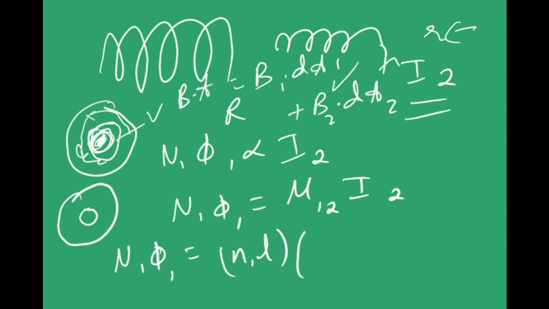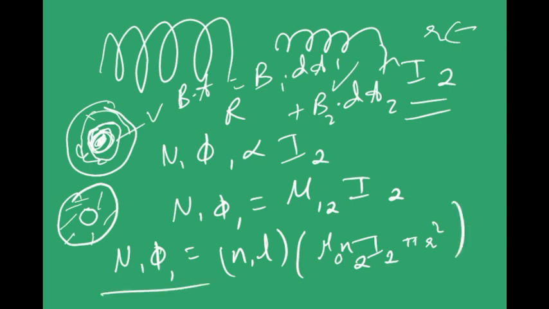In the smaller circle area, you have this magnetic field of what? Mu naught N2 I2, given by the second solenoid. And the area is pi small r square, smaller area. And for the other part, there is no magnetic field, so hence there is no magnetic flux. So this is the magnetic flux or magnetic flux linkage.